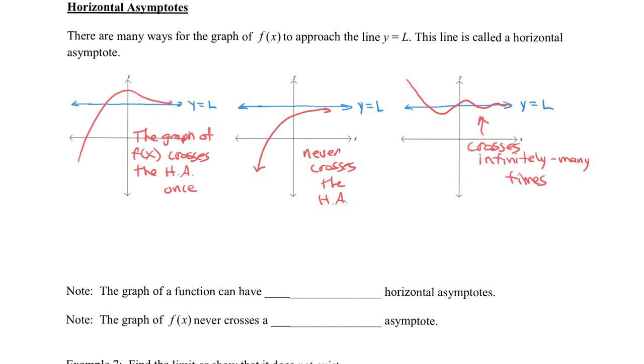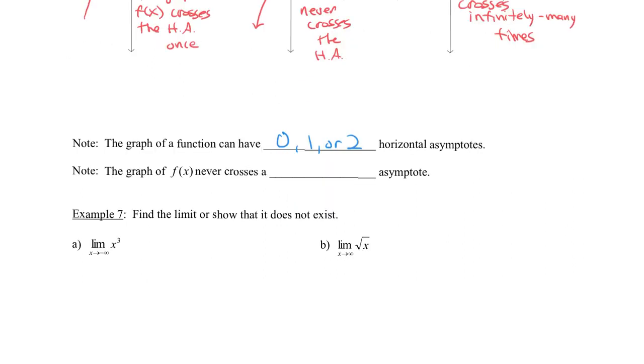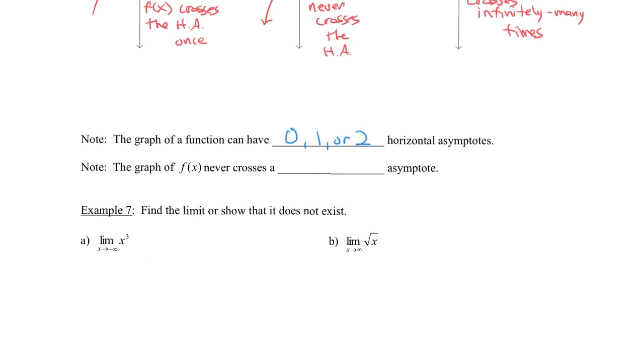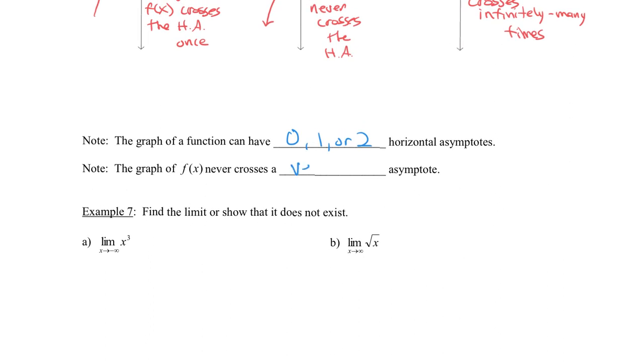With horizontal asymptotes, all of those things are possible. The graph could cross the horizontal asymptote once, it could never cross it, or it could cross it infinitely many times. But there is a limit on the total number of these horizontal asymptotes a graph of a function can have. Like this picture, there's just one of them here, there's one of them here, and there's one of them here. But a graph of a function can have either 0, 1, or 2 horizontal asymptotes. But the graph of a function never crosses a vertical asymptote. So it will never cross a vertical asymptote.